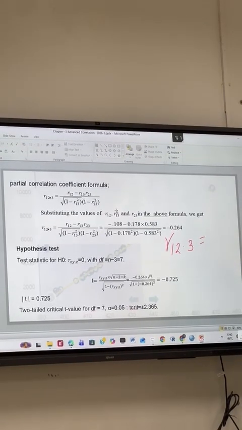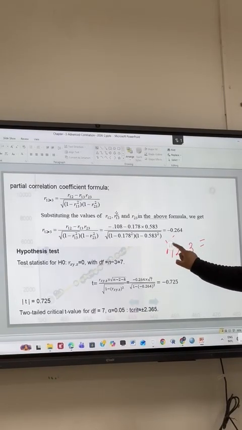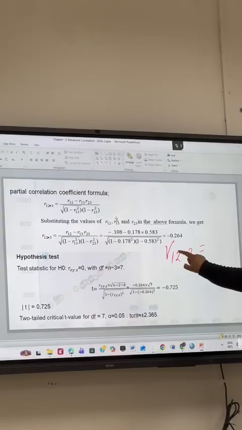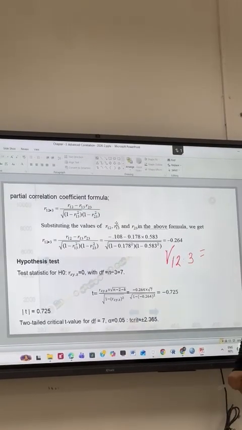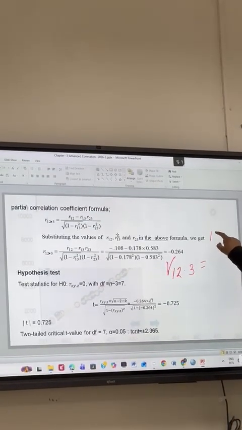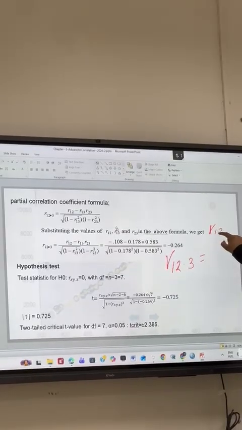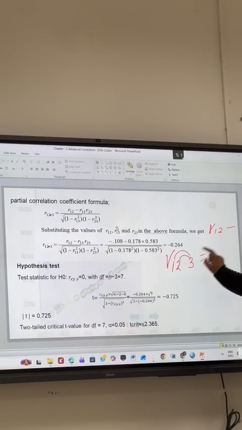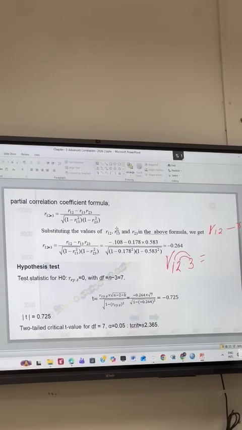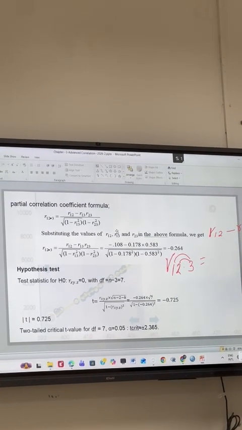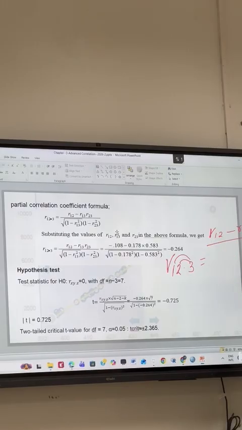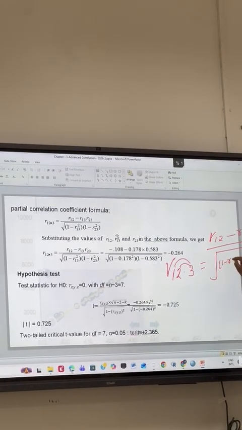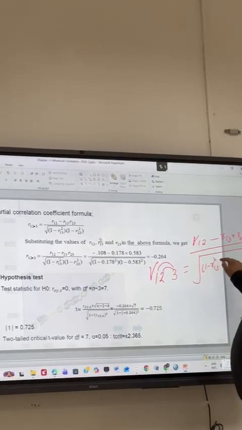R12. First, what is given here? R12. So now I write here R12 first, minus R13 R23, over the square root of 1 minus R13 square.